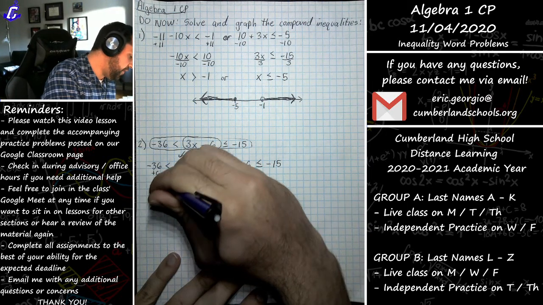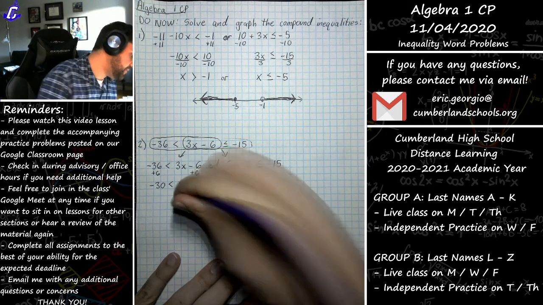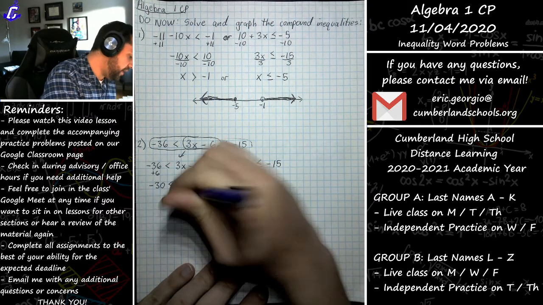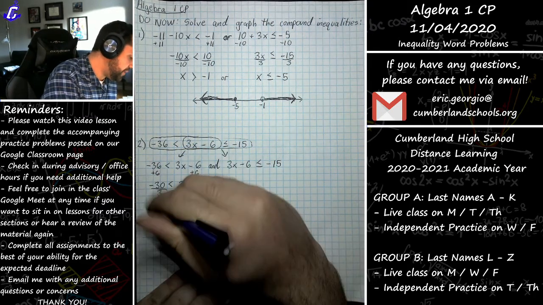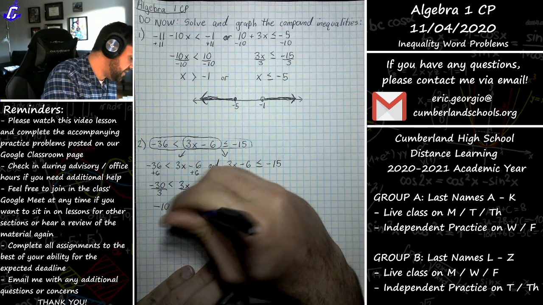Gives us negative 30 is less than 3x. I will divide both sides by 3. No need for inequality flipping because we're dividing by a positive. We get negative 10 is less than x.